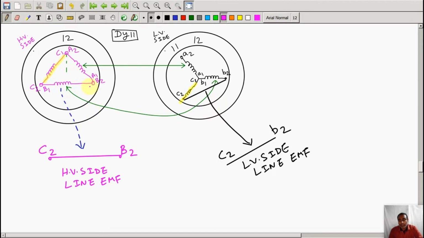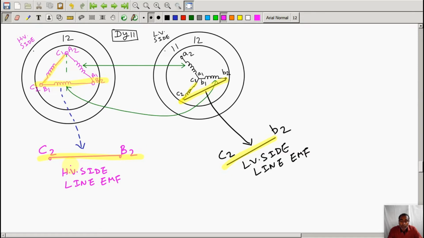Here also you can see that B2C2 was moved from this position to this position, so it was moved parallelly. Here also it is moved parallelly, like that. So we can move the phasors from one place to another place, but the only criteria is that it should be moved parallelly. Okay, so we have to keep it parallel while we are moving it.